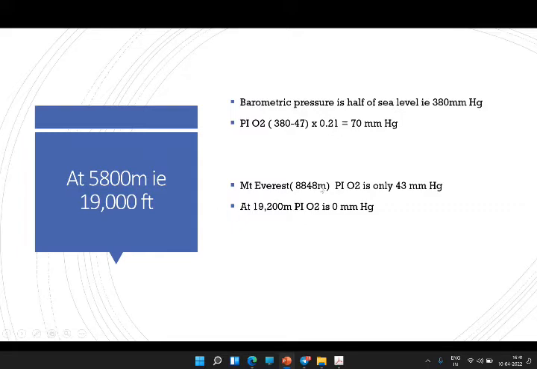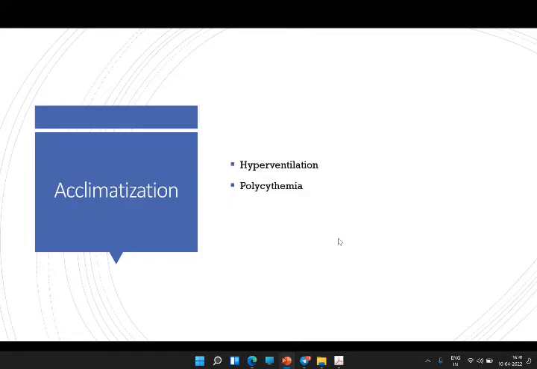At Mount Everest, that is 8,848 meters, the partial pressure of inspired oxygen is only 43 millimeters. And at an altitude of 19,200 meters, the partial pressure of inspired oxygen is 0. That is, no pressure is exerted by oxygen molecules, because at that high altitude there is no oxygen. It is 0 millimeters of mercury. So that is how we calculate the PiO2.